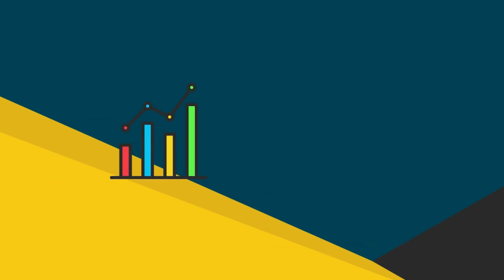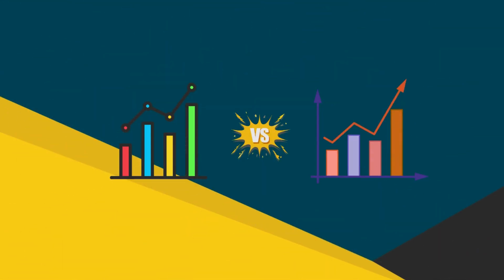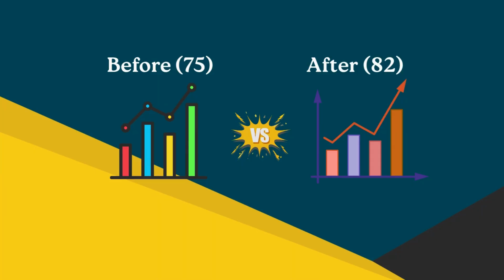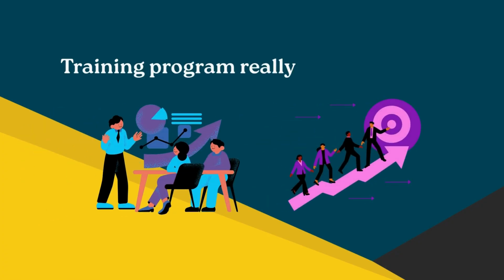Let's bring it to life. Suppose we want to know if a new training program improves employee performance. We collect data from two groups, one before training, one after. Average score increased from 75 to 82. We run a hypothesis test and get a p-value of 0.02. That means there is only a 2% chance this difference happened by random variation. So we can say with 98% confidence the training program really made an impact.